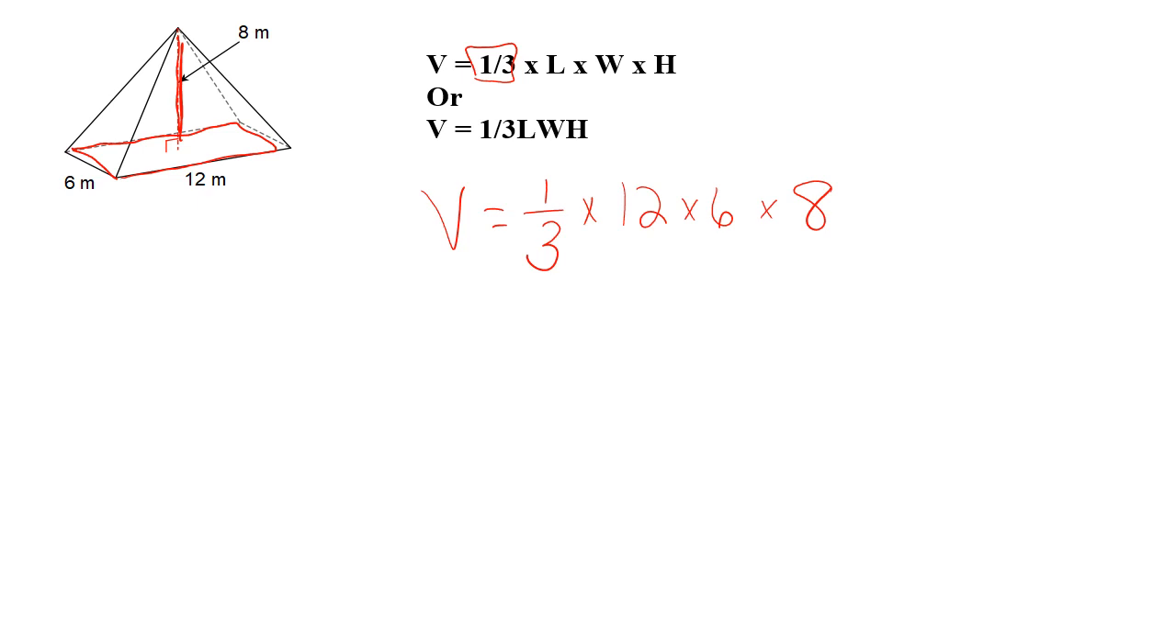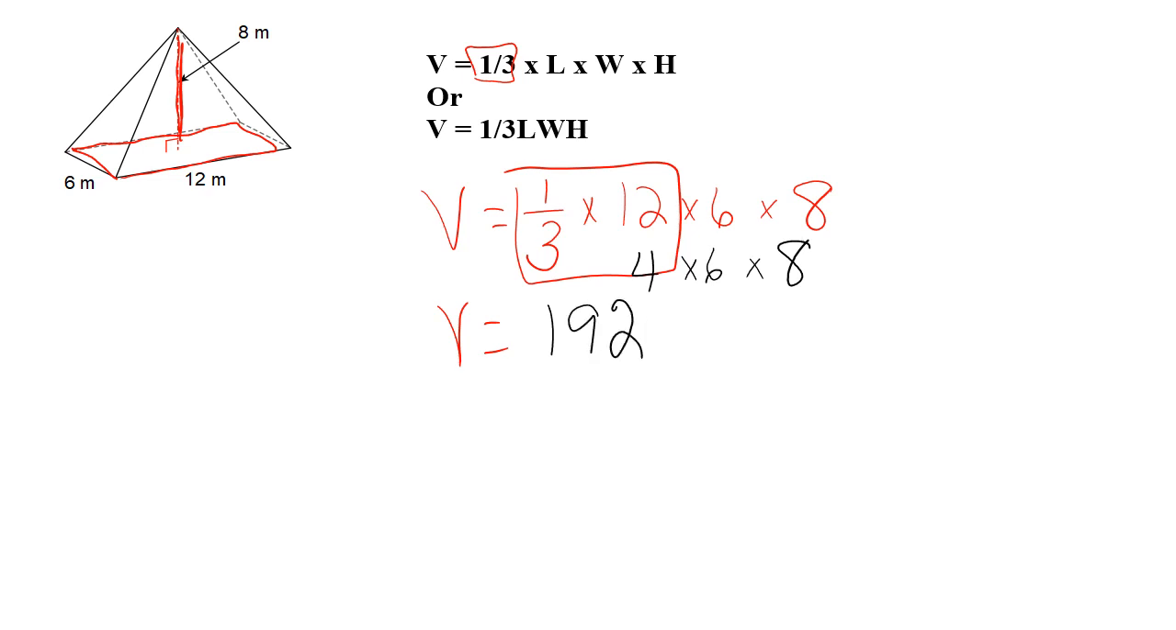All right, so now volume is equal to, well, I can do the 1/3 times 12 in my head because that's the same thing as 12 divided by 3, which is 4. So it's 4 times 6, which is 24, and then that times 8. Well, 24 times 8 turns out to be 192. And now again, look, I multiplied 3 sides together, so that's why it's going to be meters cubed.